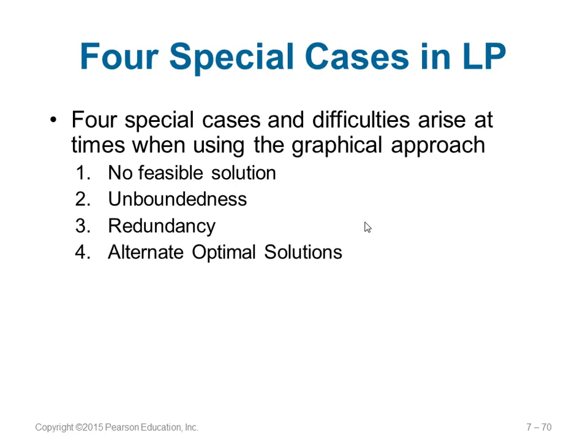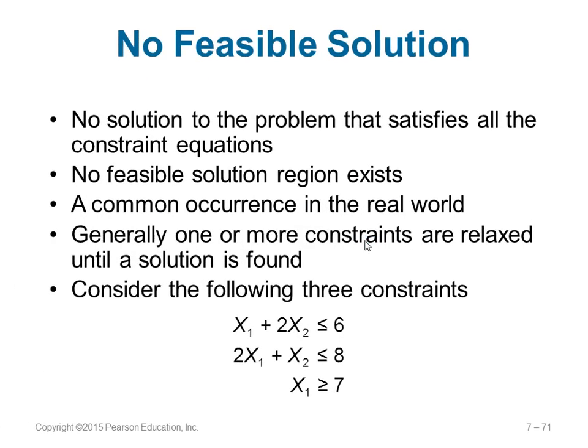There are some special cases in LP, linear programming. There are mainly four special cases. Number 1 is called no feasible solution. 2 is unboundedness. 3 is redundancy. 4 is alternate optimal solutions. What do you mean by no feasible solution? No feasible solution means you will not have a solution that satisfies all the constraints. This is sometimes possible.